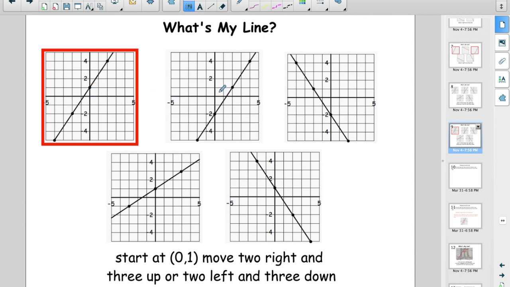This one does. This one does not. This one starts at 0, 2. This one starts at 0, negative 2. This one starts at 0, 1. And this one also passes through the point 0, 1.